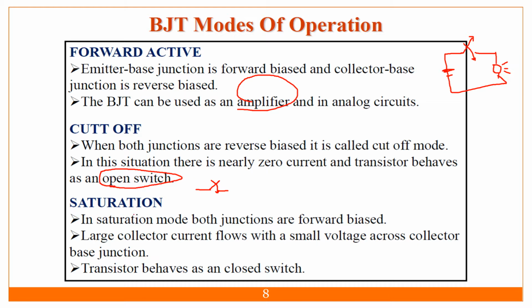In the saturation region, maximum current is caused to flow, so the transistor behaves as a closed switch, that is nothing but my on switch.